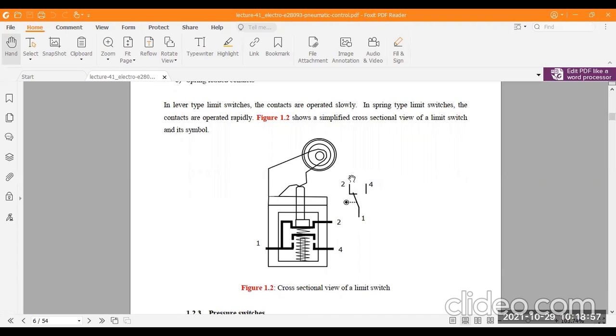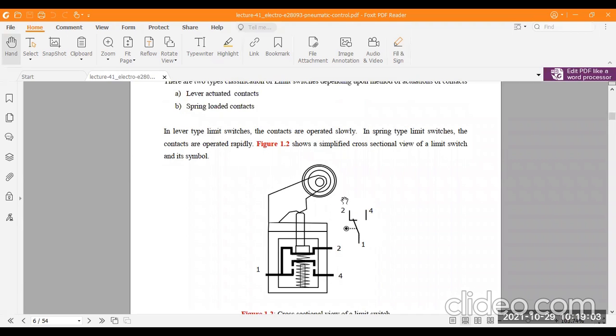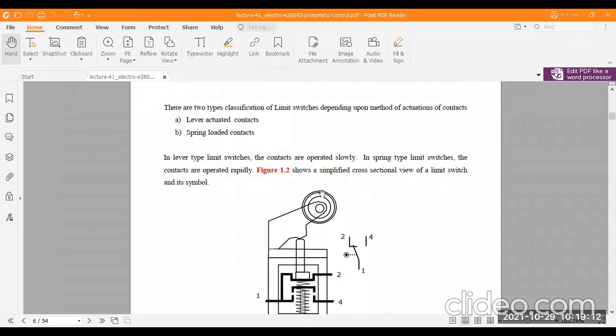There is a cross sectional view of these limit switches, and these are the symbols. This is the lever type limit switch, and also a spring type of lever limit switch, which we use in our process control industry. So please remember these things. Limit switches in a pneumatic controller are classified into two categories. First, the lever actuated contacts type of limit switch. Another is the spring loaded type of limit switch. In these pictures we use the spring type limit switch. The contacts are operated rapidly. It shows a simplified cross sectional view of the limit switches.